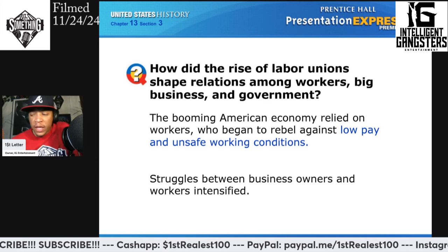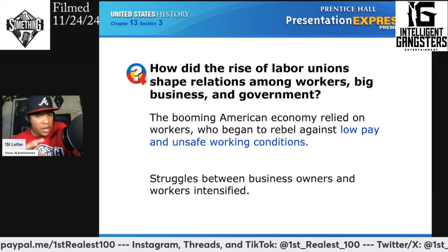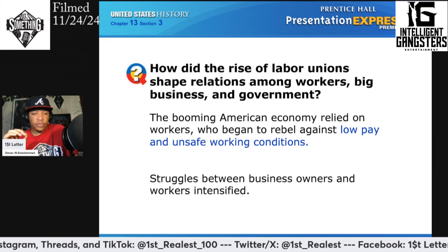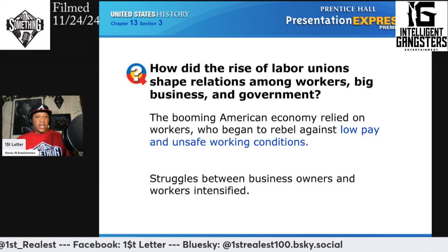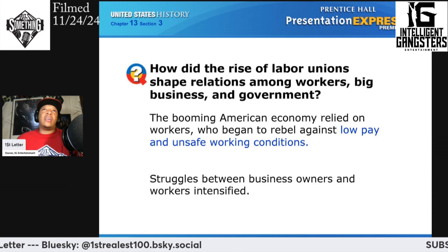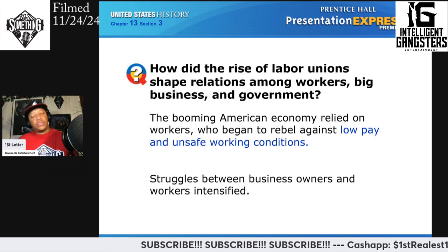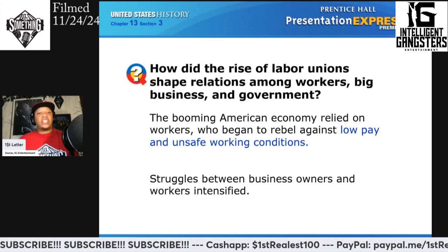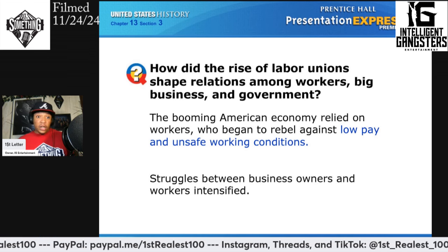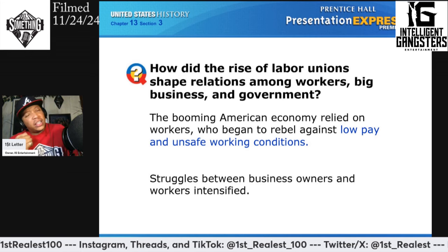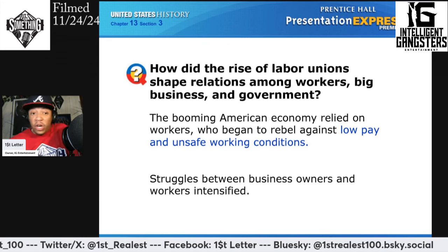Our overarching question for this section is: how did the rise of labor unions shape relations among workers, big business, and government? I'll tell y'all this off the rip. At this time in America, in the late 1800s, the 1870s, 80s, 90s, government was taking the side of big business. Now, you may say, well, they're still taking the side of big business today. I understand that sentiment, but even if you feel that way, it was on steroids back then. They were not looking out for the little guy for real back then. I know we feel like that today, and that still does exist, too much so, even with a Democrat in office.